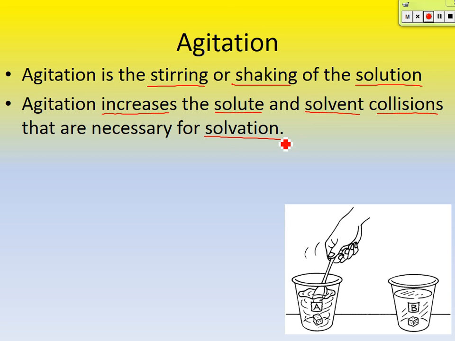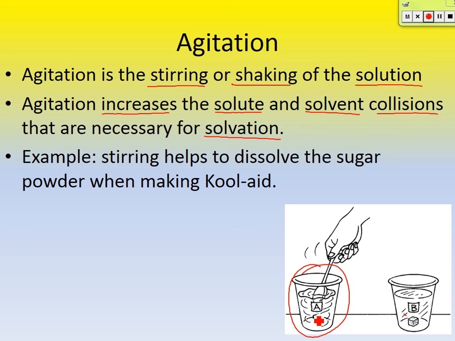So here's a question for you. It's pretty obvious. Down here you have a sugar cube in cup A, and in cup B you have another sugar cube, same size. Which one will dissolve first? Which one will be dissolved fastest? Hopefully you're saying the sugar cube in A, because he's stirring it, the water is going to collide with the sugar, the solute, and these solvent collisions will happen faster, and so it dissolves faster. So the example was stirring helps dissolve the sugar powder when making Kool-Aid. Agitation is just one way to increase how fast something dissolves.